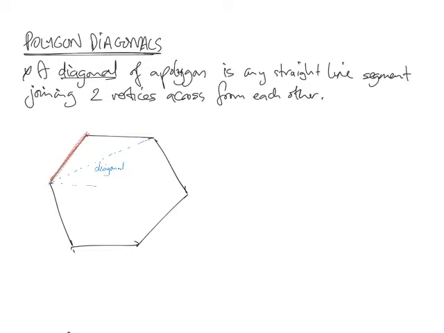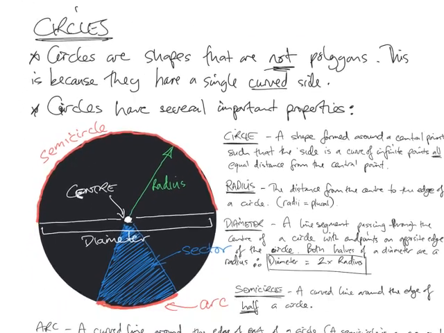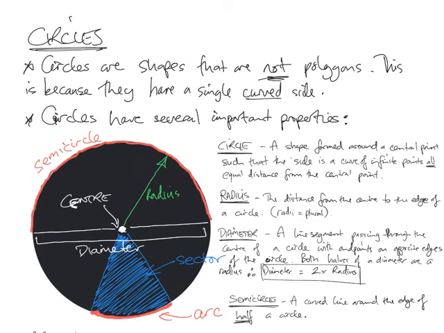but this is also a diagonal. Anything where it has to go across from one vertex to another vertex is considered a diagonal. It's not just the lines from corners of, say, a square or a rectangle. Those aren't the only types of diagonals. Diagonals are from any vertex to a vertex across from it. So just remember that. Alright, the next type of shape that we need to deal with is circles.